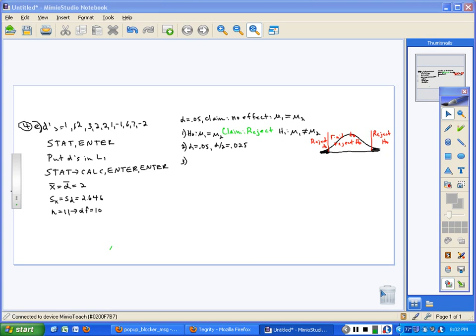Okay, so we have to go to T sub 0.025, comma 10. Remember we said the degrees of freedom was 10. So 0.025, comma 10 gives us 2.228.